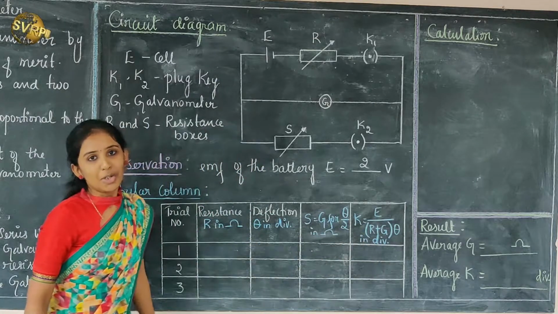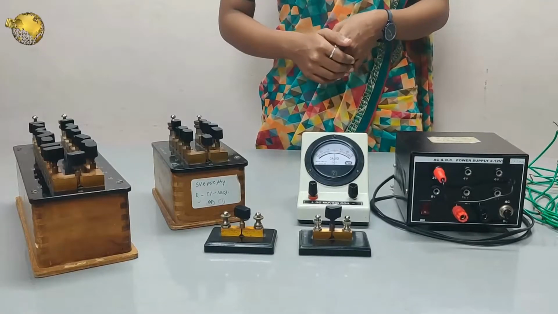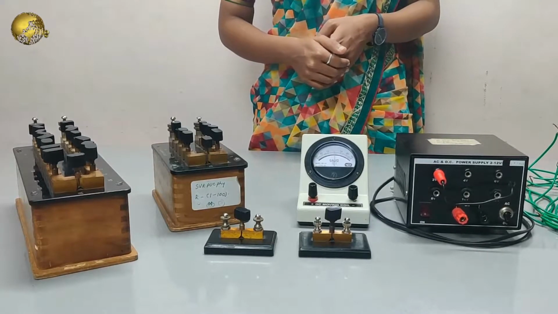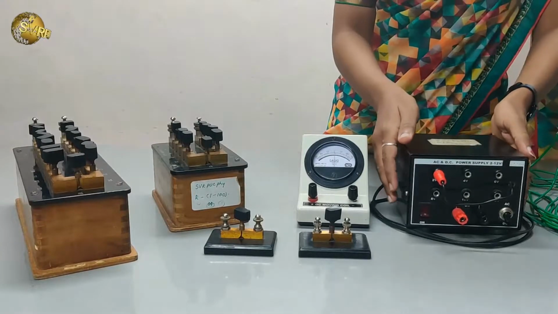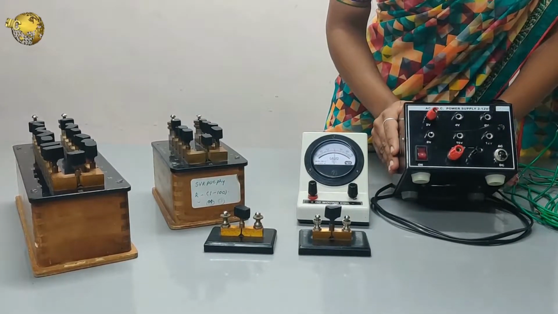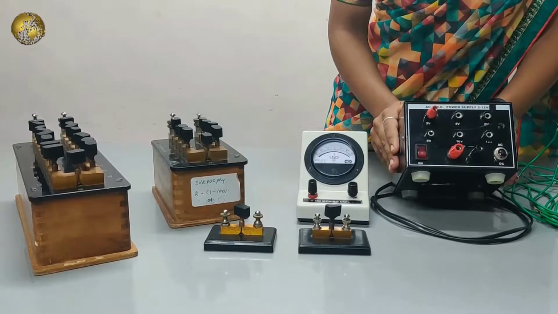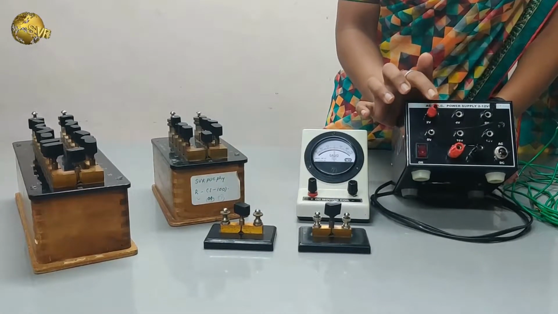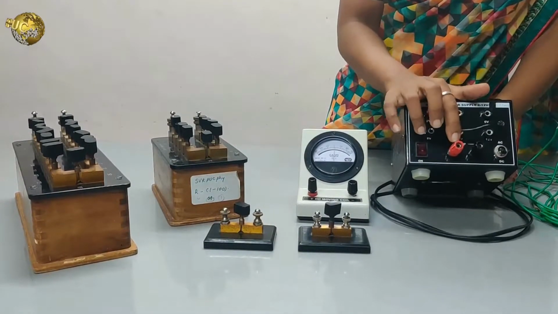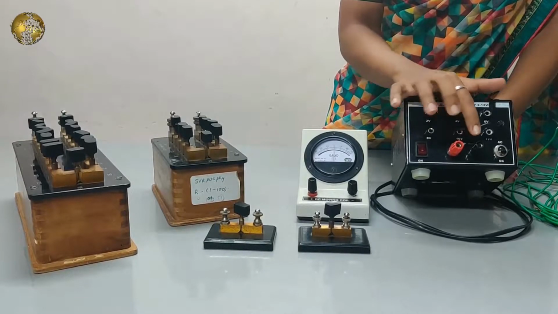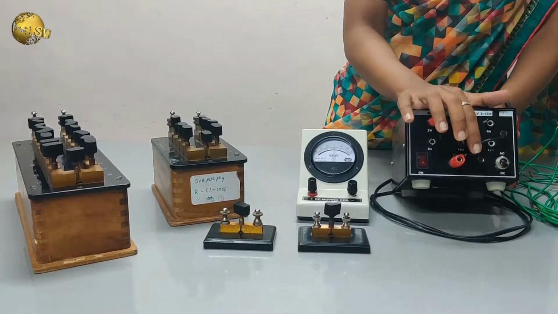We'll move on to the circuit connection. Coming to the practical part, let me introduce the apparatus first. The first one is the battery, which has a range of 2 to 12 volts, and we have set it to 2 volts here. The red terminal represents positive and the black terminal represents negative.